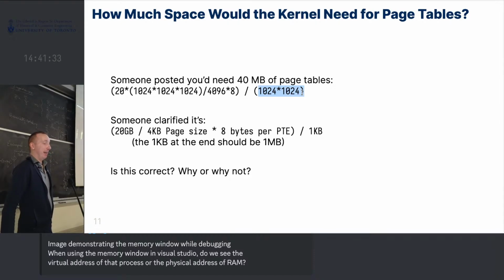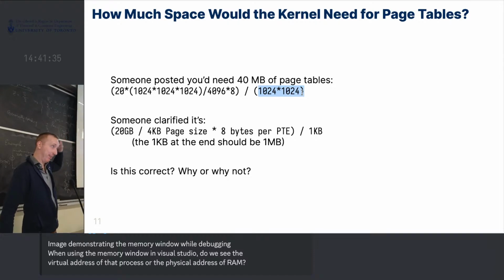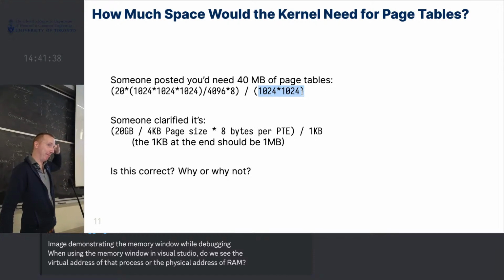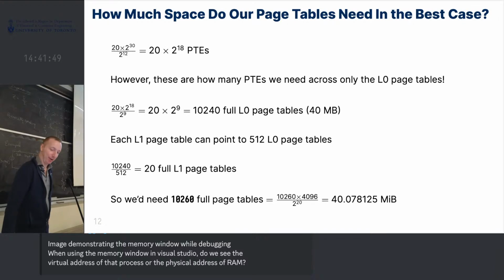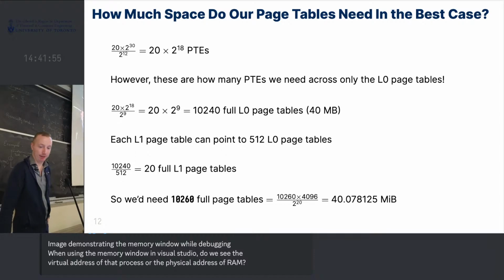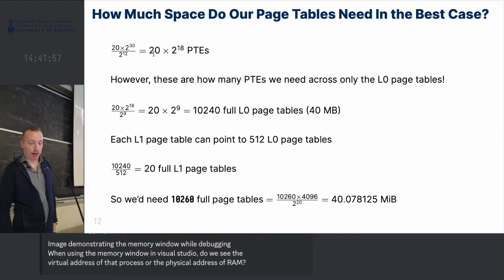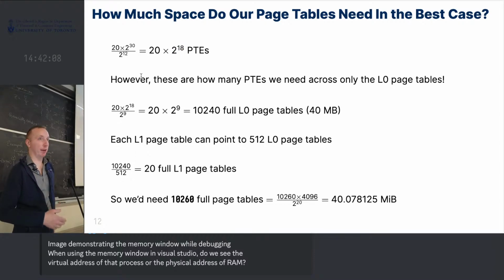In fact, this is correct, but this is the best case scenario, assuming that we only used L0 page table entries and they would all be beside each other, but there are no multi-level page tables. So if you want to be sadistic and see how much it actually uses, we need 20 times 2 to the 18 page table entries across L0 page tables.